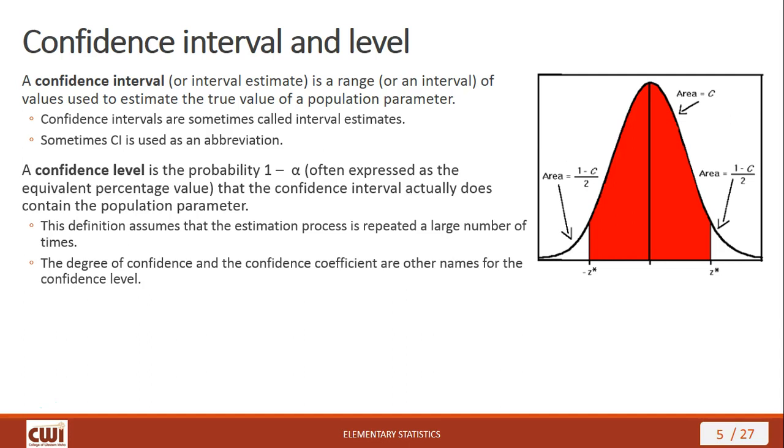So if you hear any of these terms, understand that they are interchangeable. The most common choices for confidence level are 90%, which corresponds with an alpha level of 10%, 95%, which corresponds with an alpha level of 5%, and 99%, which corresponds with an alpha level of 1%.